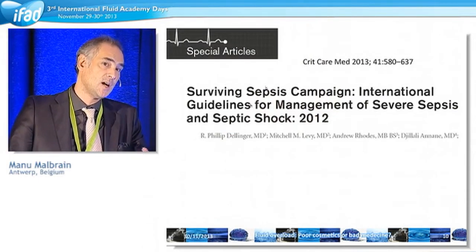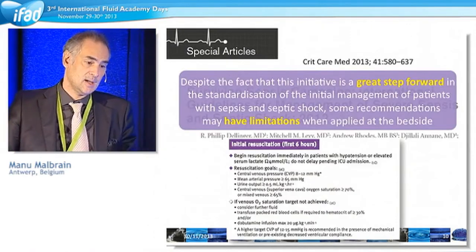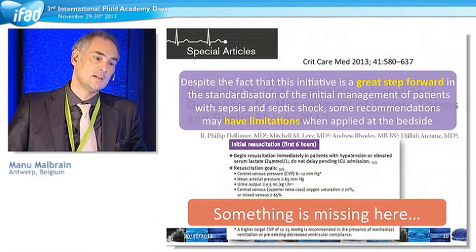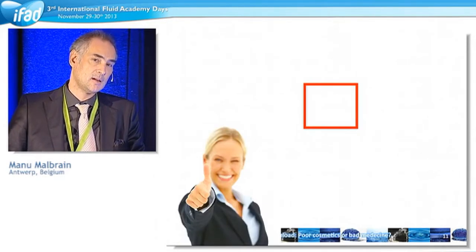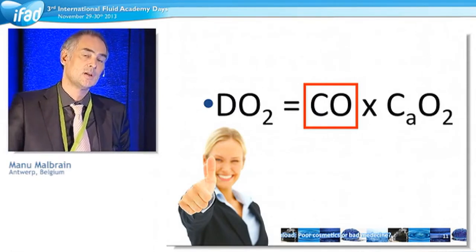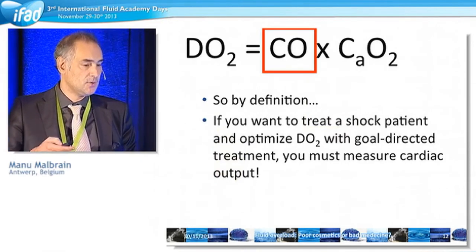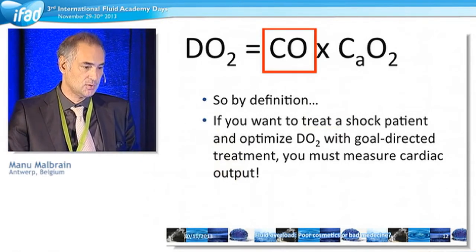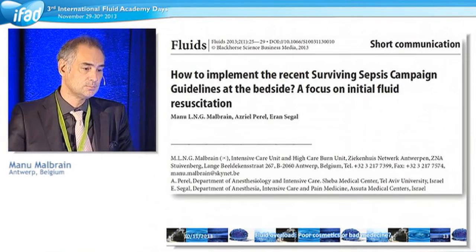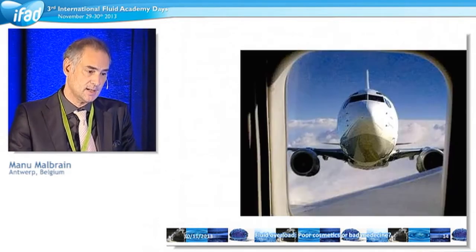If we look at the Surviving Sepsis Campaign guidelines, as Azriel alluded to this morning, I think it's a great step forward, but something is missing here. And the thing that is missing, I believe, is cardiac output. Cardiac output is the main driver of oxygen delivery. So I believe by definition, if you want to treat a shock patient, and you want to optimize DO2, you should measure cardiac output. So how then must we implement these Surviving Sepsis guidelines at the bedside?